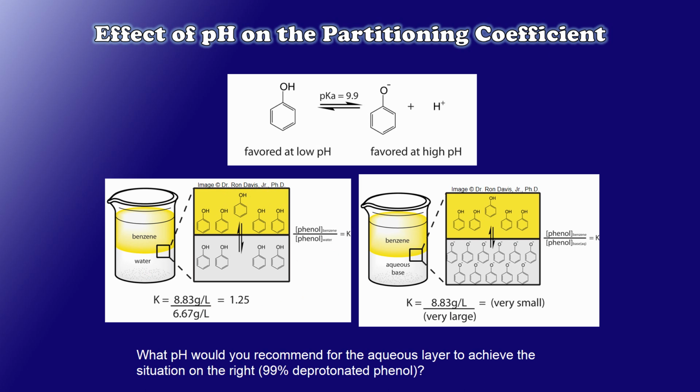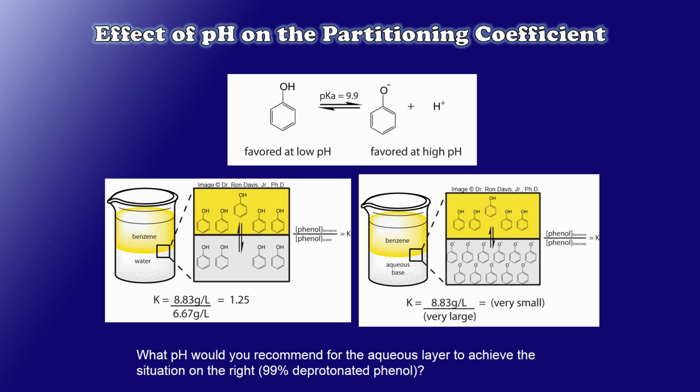So while I determined my partitioning coefficient to be 1.25 when we're dealing with neutral phenol, as we are on the left side of the slide here, if instead I'm using an aqueous base that is sufficiently strong, my equilibrium is no longer neutral phenol in benzene versus neutral phenol in water. My equilibrium is now neutral phenol in benzene versus charged phenolate anions in the aqueous layer. And as you might imagine, phenolate, being charged, is far more soluble in water than phenol itself. So I can manipulate the partitioning coefficient if I make my aqueous layer of the appropriate basic pH in this case. But this begs the question, just how basic does it have to be?